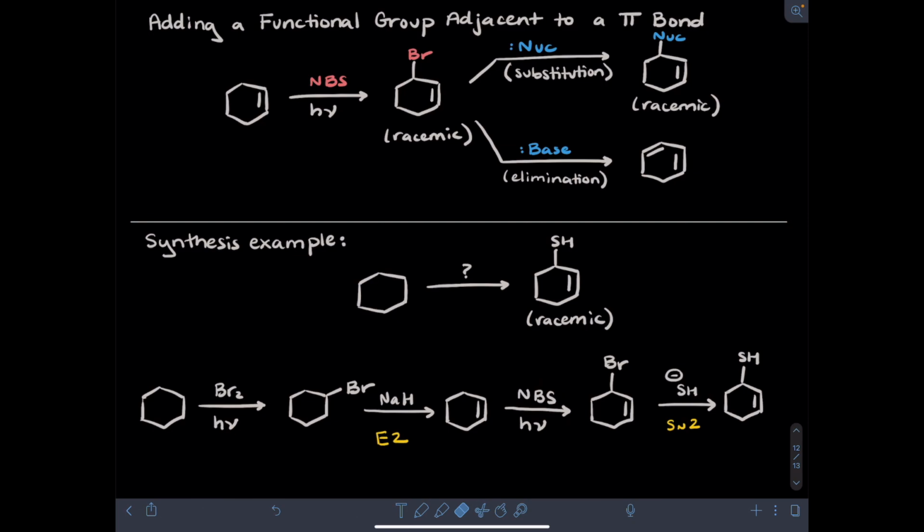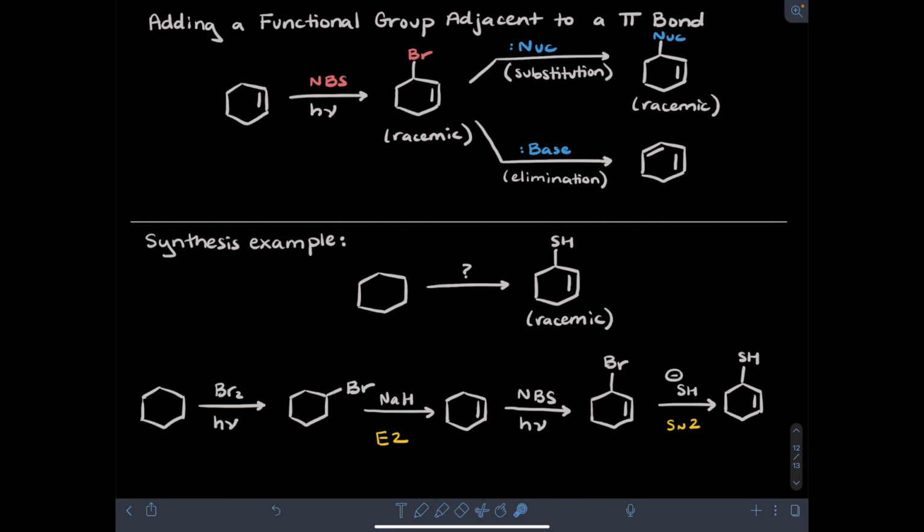Then to close the gap, getting from cyclohexene to the bromo-substituted version, I would treat the alkene with NBS in the presence of light. Those are the reagent and conditions for the allylic bromination reaction.